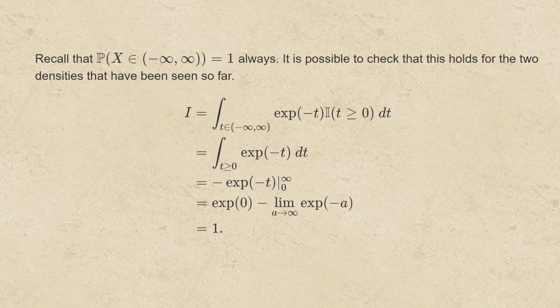Of course, when we have infinity as one of our limits, what that really means is that we're taking the limit. So this is the exponential function applied to 0 minus the limit as a goes to infinity of the exponential function applied to negative a, which is just 1.